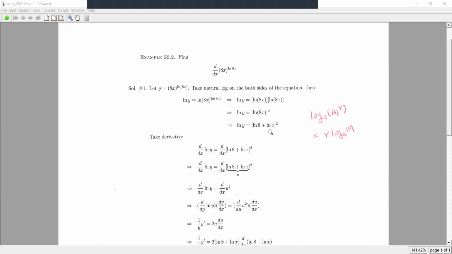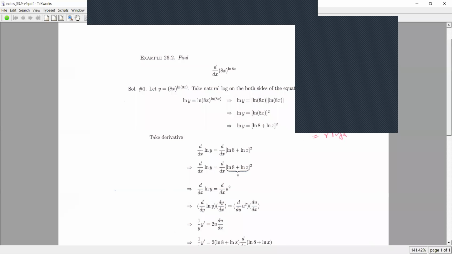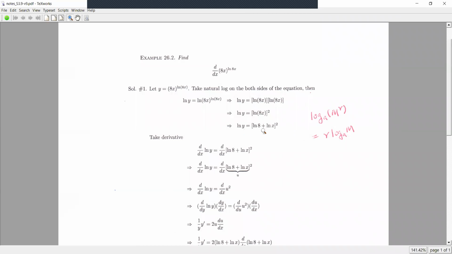This function is simple enough. I don't think I can further simplify this function. Now, next, I take derivative on this equation. Take derivative on both sides, then I have this equation. To compute this derivative, I want to simplify the function. I let u be natural log of 8 plus natural log of x. Then the function becomes u squared.